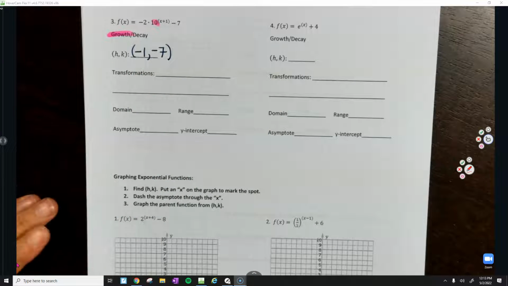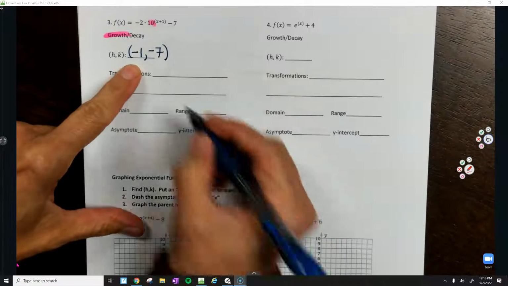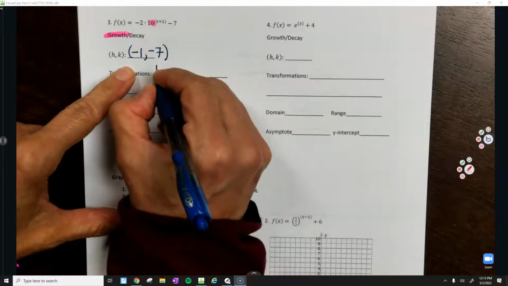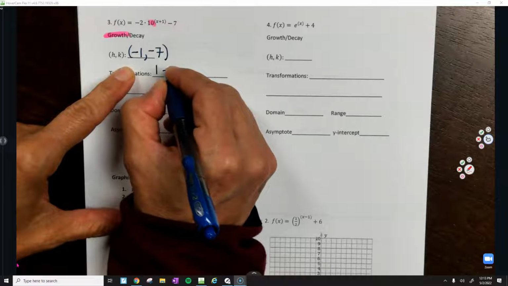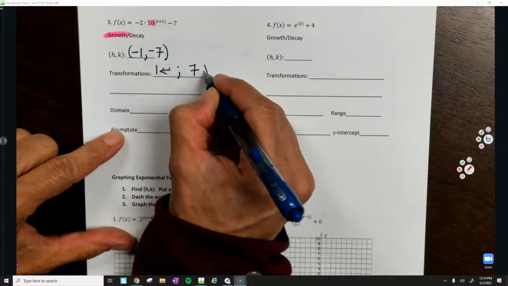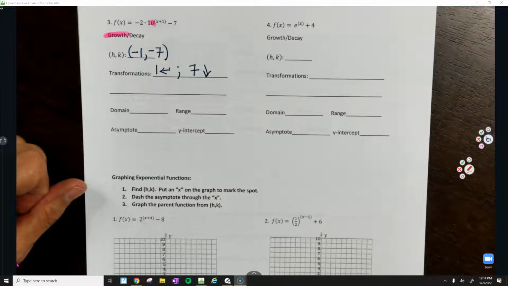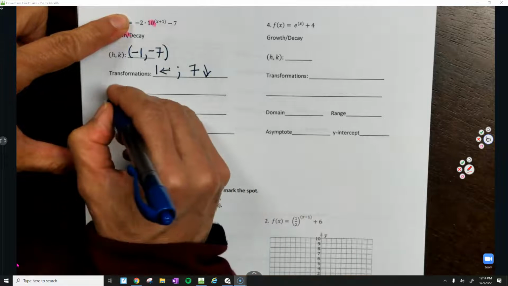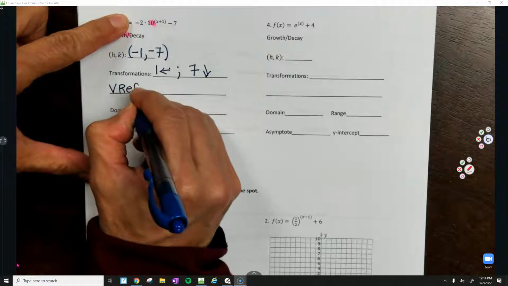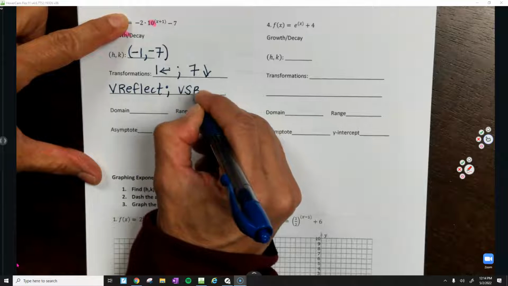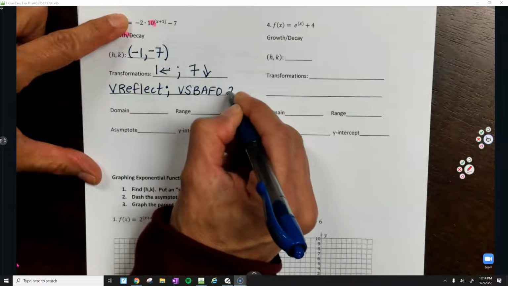Guys, you have 4 transformations on this. Let's go ahead and identify the transformations from HK. It's going to be 1 unit to the left. This graph has been shifted 7 units down. And then remember, the negative for the a value is a vertical reflection. And we also have a vertical stretch by a factor of 2.